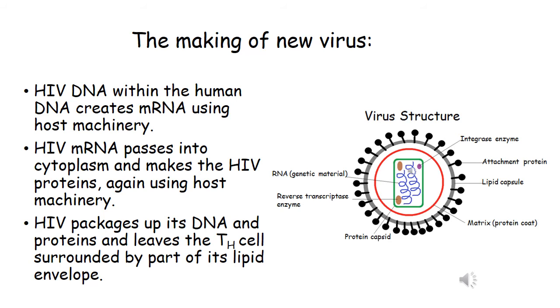And then what happens is the HIV moves towards the edge of the host cell, and as it moves out of the host cell, it surrounds itself with the membrane of the host cell. So this is quite an effective way of hiding from the host's immune system.